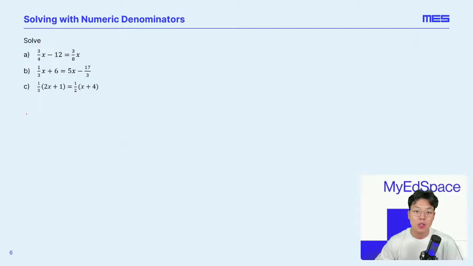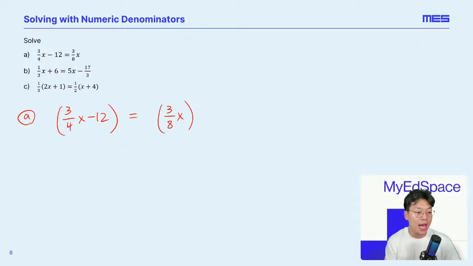Okay, so letter A, we have 3/4 of x minus 12. I'm going to be multiplying this by something equal to 3/8 of x. Let's see. What will we be multiplying both sides of this equation by in order to get rid of the fractions? Now, there are ways of solving this without getting rid of the fractions, but there are 3 things that cause the most errors that I've seen in my 9 years of teaching. Number 1, when we're working with really big numbers, students make so many mistakes. Number 2, when we work with fractions, we make so many mistakes. Number 3, negative numbers, we make so many mistakes.